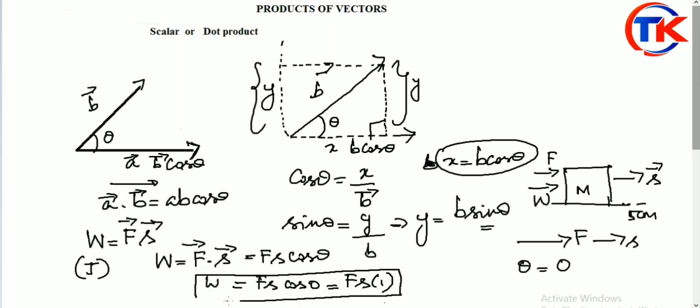Clear? So work is a scalar quantity. Work is nothing but energy, joule. It is just a number, its magnitude. We don't have any direction. In the last sheet we have seen when theta is equal to 0, we are going to get the maximum amount of work, right? That is work is equal to Fs cos theta. When theta is equal to 0, W is equal to Fs.